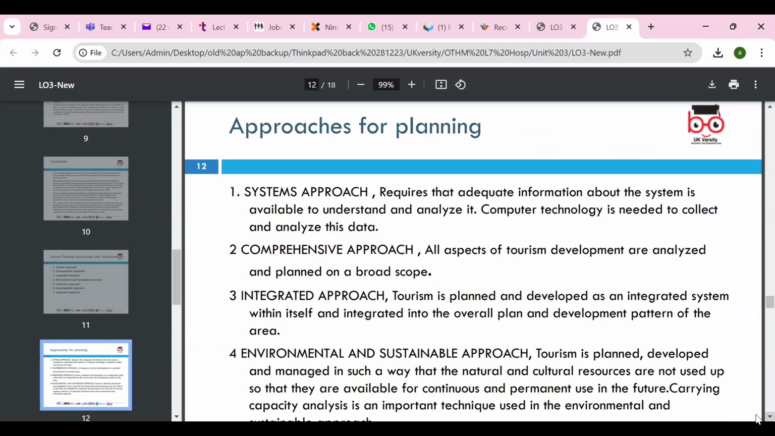So we have to look at these approaches, and always remember that whichever approach has its own pros and cons, so you have to look at environmental and sustainability.